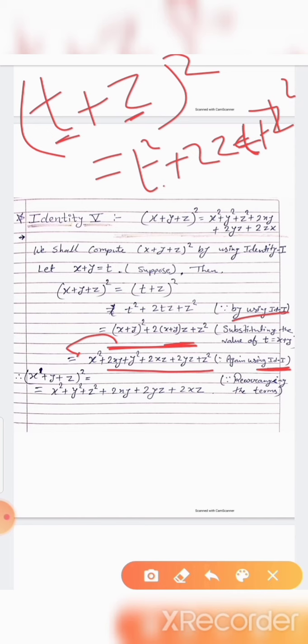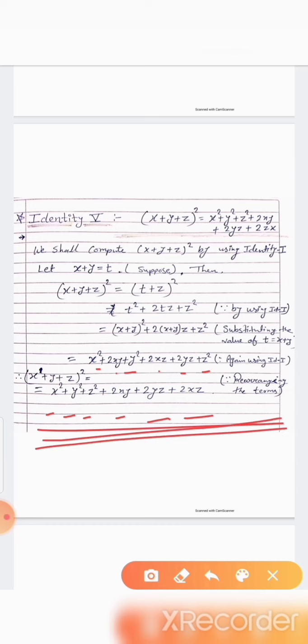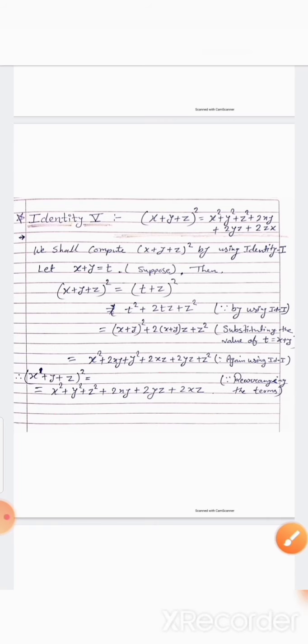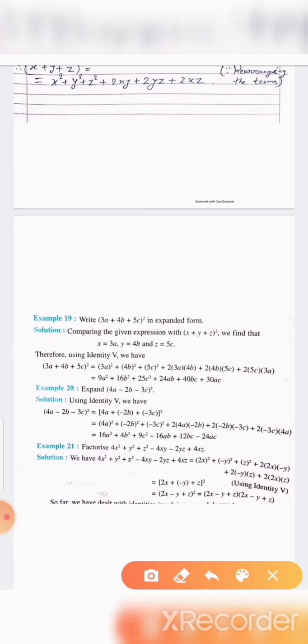Rearranging the terms, we write this step from higher degree to lower degree. Here the degree is 2: first x square, then y square, then z square. The single-variable square terms are x square plus y square plus z square, and then the terms multiplied by 2: 2xy plus 2yz plus 2xz. It is our identity number 5, and here we derived identity number 5 by using identity number 1. Similarly, now we start to solve questions by using identity number 5.